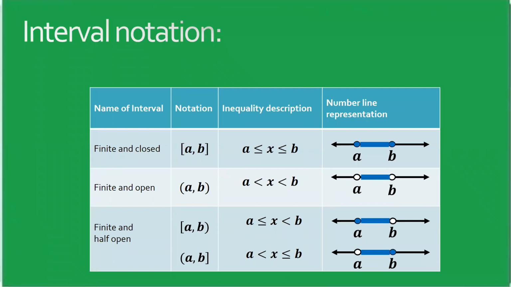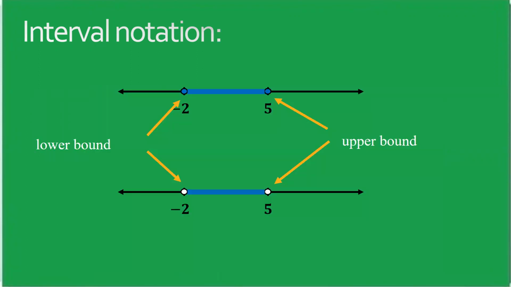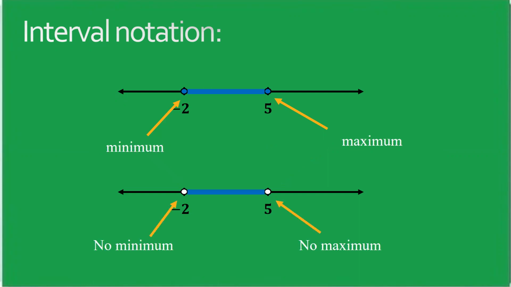We call all these intervals finite or bounded. In these two different intervals, 2 is called the lower bound and 5 is called the upper bound. In a closed interval, the left endpoint is the minimum or smallest number in the interval, and the right endpoint is the maximum or largest number in the interval. Open intervals have no minimum or maximum elements, but these numbers still bound the interval.